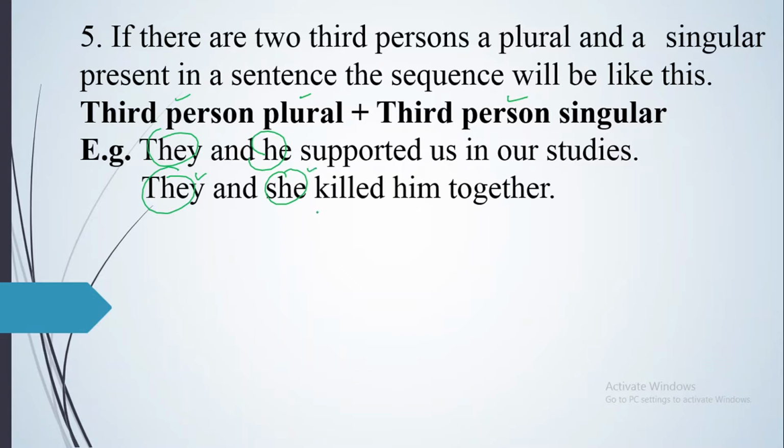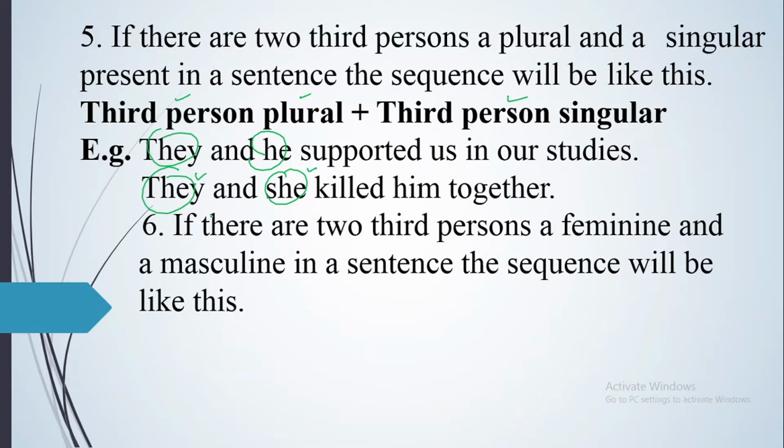Clear whether that is masculine or feminine, but that always will come after third person. So that is known as rule number 5. Let's discuss rule number 6.